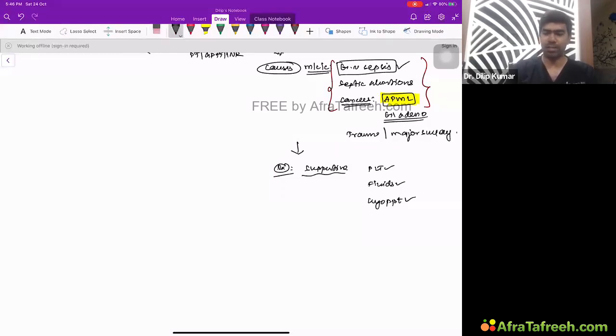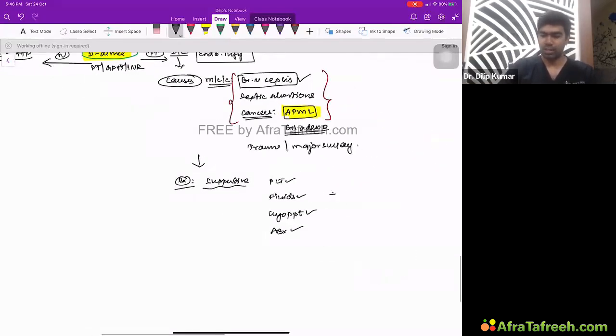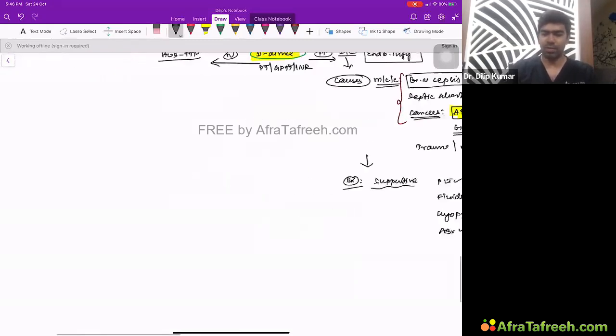So all these things can be used in a patient, or you can use antibiotics also if the patient has sepsis as the cause. So everything can be used. There's nothing that is contraindicated as such in DIC. The most important thing is the treatment of the underlying cause, because DIC is always secondary to some underlying problem. So treatment of the underlying cause is very important.